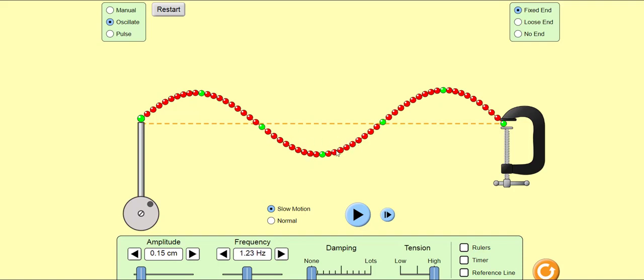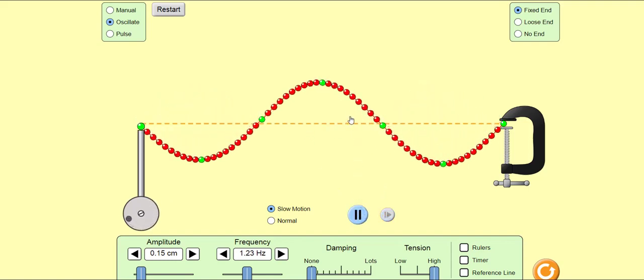So now that we've established that particles that are within the same loop are in phase with each other, so all of these particles in this third loop are in phase with one another, it's enough for us to just compare the phase difference between any particle in one loop, so for example this green particle here, and any other particle in another loop, so this green particle here. So let's have a look at the phase difference between this green particle and this green particle over here.